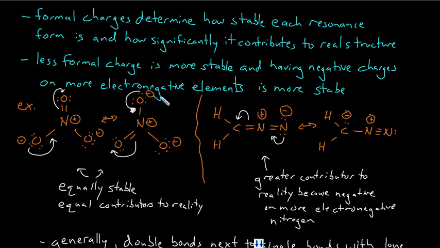In order to know whether a resonance form is stable, you need to consider that the less formal charge there is, the more stable it will be. But also, if there has to be formal charge, the more stable resonance forms have negative charges on the more electronegative element and positive charge on the less electronegative element. So take a look at nitrate here. You've heard of nitrate before.